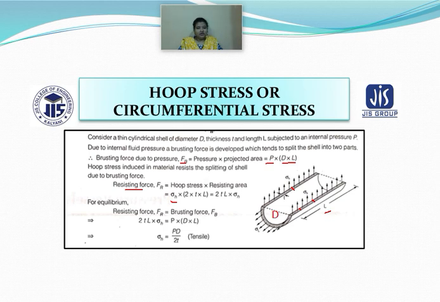Now if you equate the equations, then what will you get? You will get sigma H equal to PD by 2T. What is sigma H? That is the hoop stress, PD by 2T. P is the pressure, D is the diameter of the thin cylinder, divided by twice the thickness of the shell. And this is basically tensile in nature.